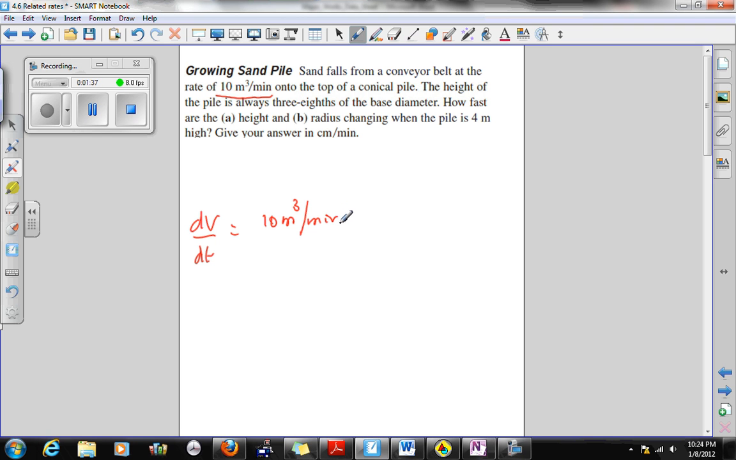That's given information. The height of the pile is always, it's a key word, it is always 3/8 of the base diameter. So that's another key information. If h stands for the height of the pile and d stands for the diameter, we can represent that using h is 3/8 of the diameter, or if you want to put it in terms of the radius, h is 3/4 of the radius, because d is twice r, so 2 times the radius, so h is 3/4 of r.